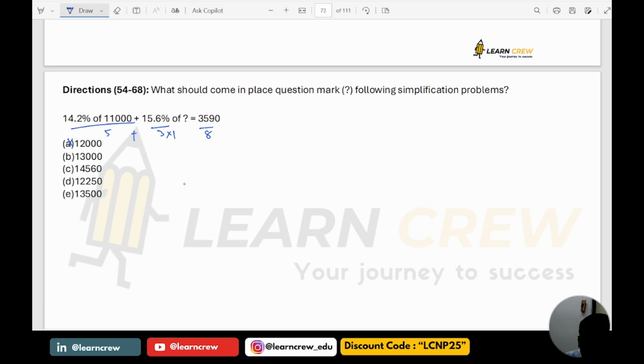So which option has digital sum 1? Am I correct or not here? 4 plus 2, 6 plus 1, 7. 7 into 2, 14 means 5. 6 plus 5, 11 plus 1, 12. 12 means 3. So this is 5, plus 3 into how much? 3 into, here digital sum has to be 8.